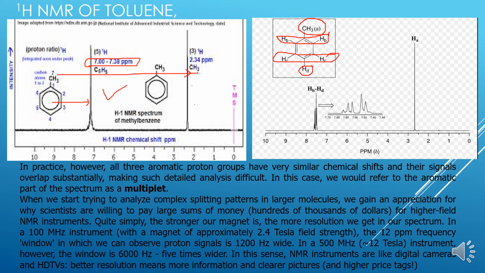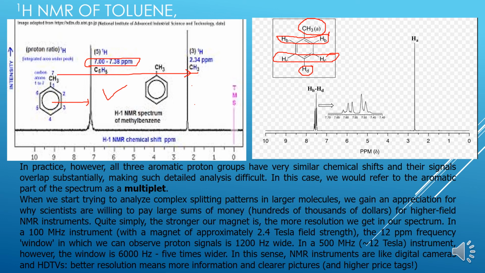For 100 megahertz, the signal range is only 1200 hertz wide. In the 500 megahertz case, it is 6000 hertz, five times wider. Remember, in this sense, NMR instruments are like digital cameras and HD TVs. Better resolution means more information and clearer pictures are available.